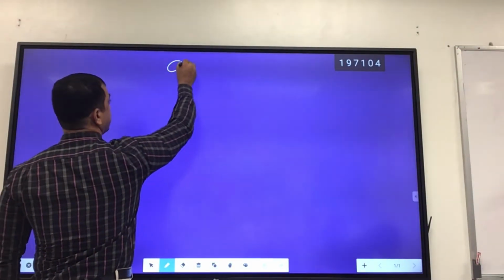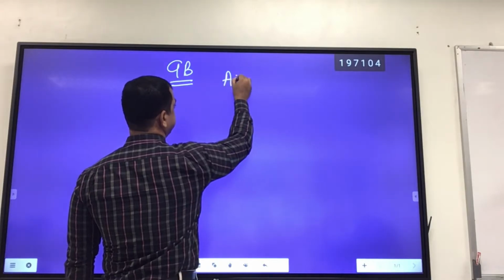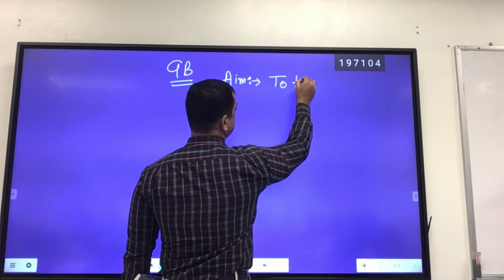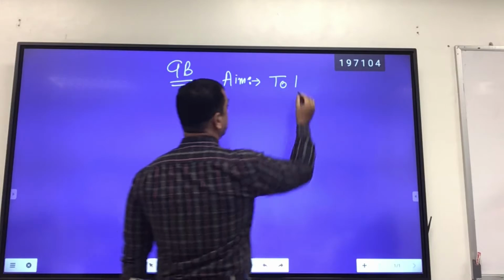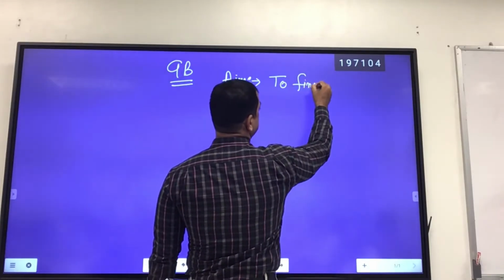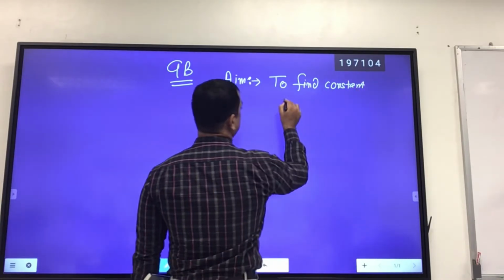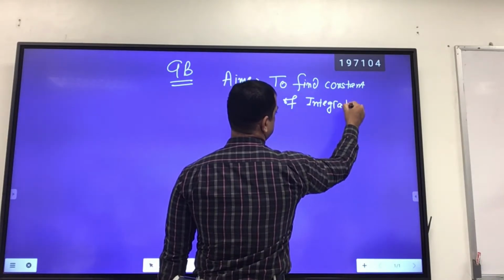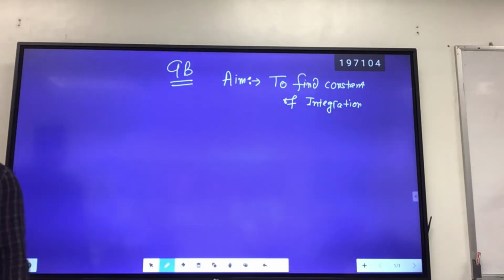Right here, this is exercise 9b. The target is to find what is the aim. Aim is to find the constant of integration. Okay, so how to find constant of integration?